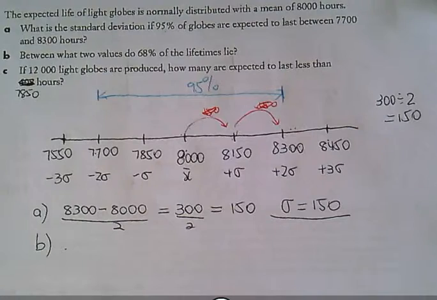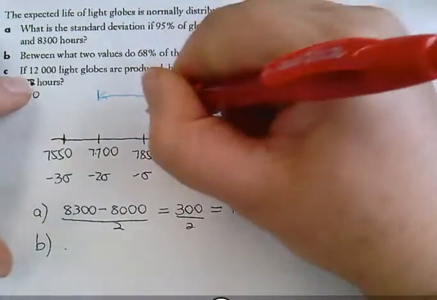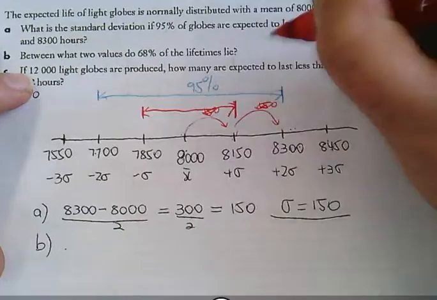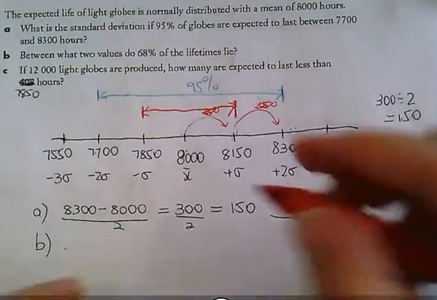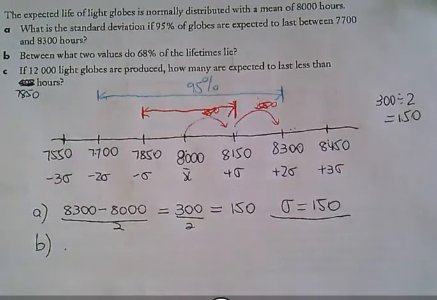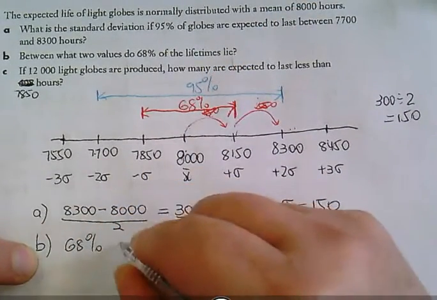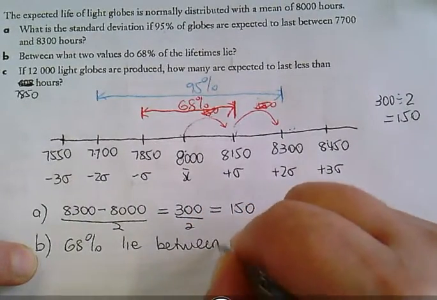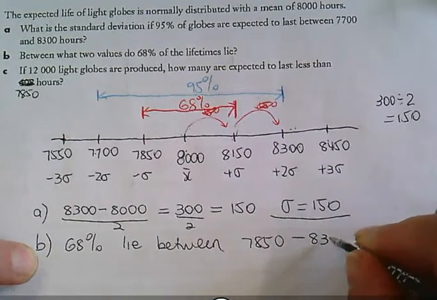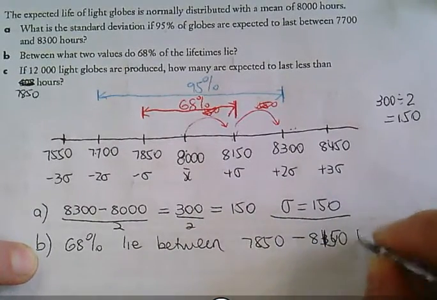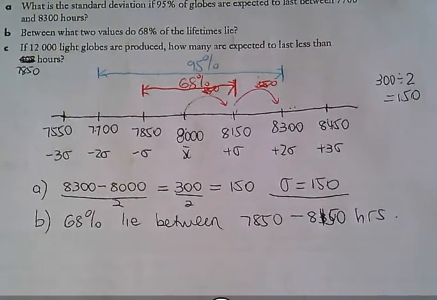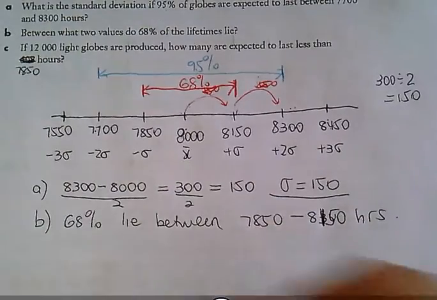Part B. Between what two values does 68% of the lifetimes lie? Isn't 68% between plus 1 and minus 1 standard deviation? So what two values? We've already filled them in. See how this number line is really good? Gives you all the answers. 68% is between which two values, ladies? 7850. So 68% lie between 7850 and 8,150 hours. Now, there is a mistake in the textbook. It's put the answer for some other question. It doesn't have that, okay?